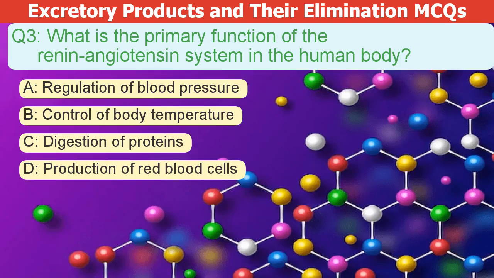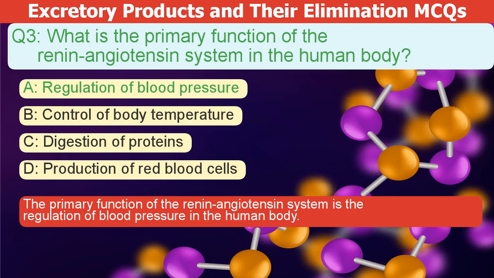What is the primary function of the renin-angiotensin system in the human body? A. Regulation of blood pressure. B. Control of body temperature. C. Digestion of proteins. D. Production of red blood cells. The correct answer is A. The primary function of the renin-angiotensin system is the regulation of blood pressure in the human body.